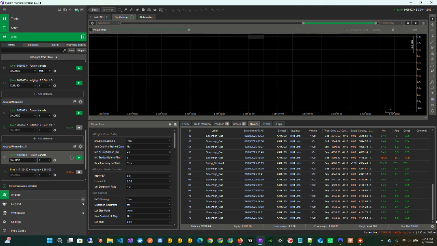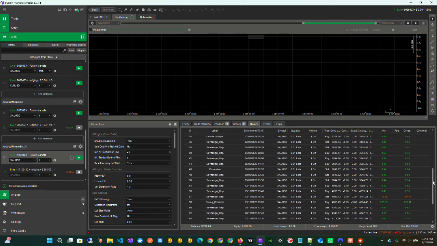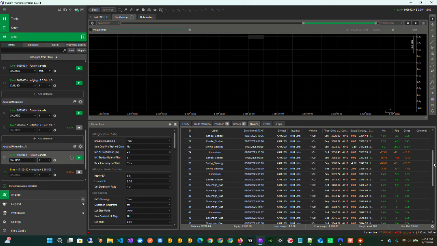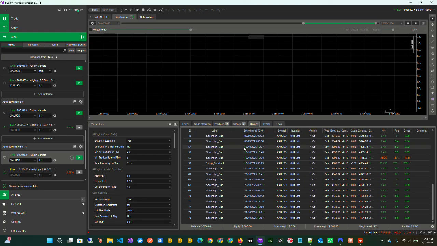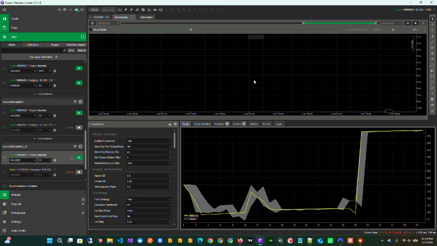So it's running a couple of strategies: sovereign gap strategy, swing breakout strategy, candle scalper, momentum. This one is also the swing strategy. This one is the one that trails. So it trailed to around $74 and then it got stopped out. All right, so let's watch it complete and see how the whole thing goes.